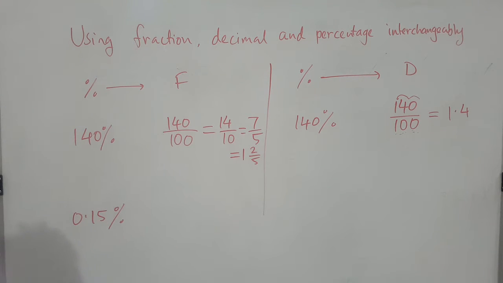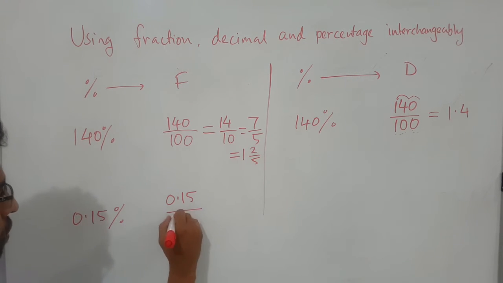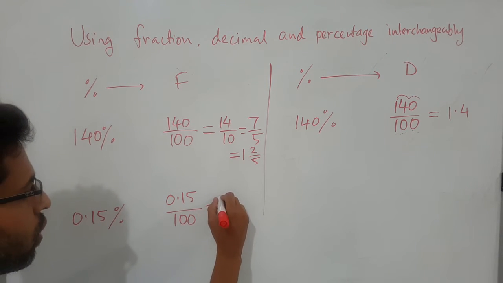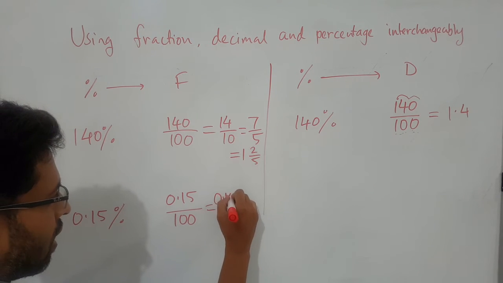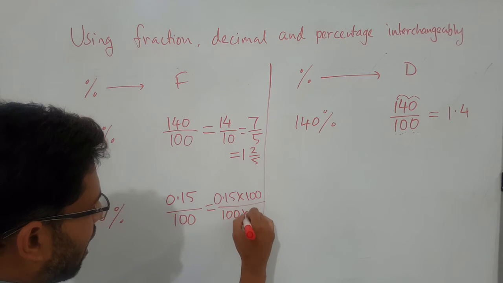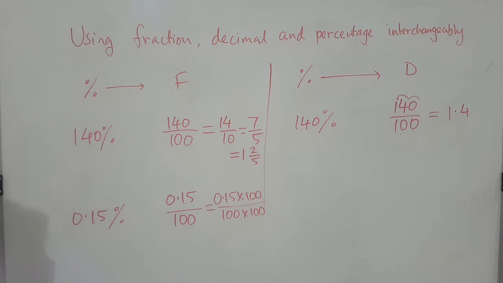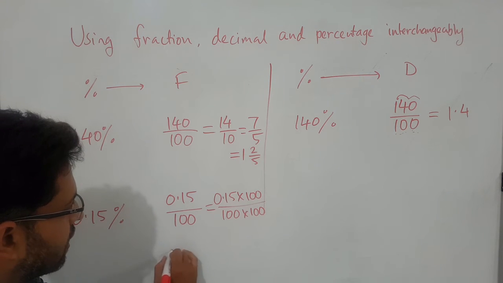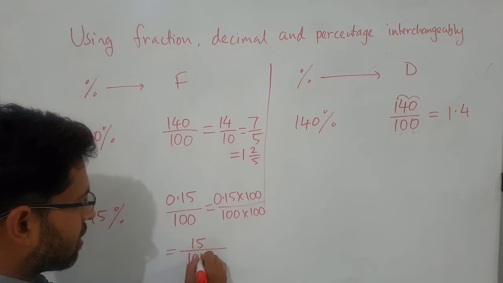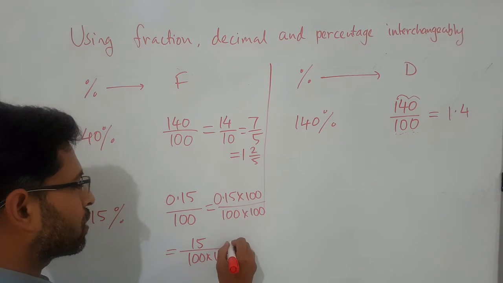Now if we start doing the second example, we have 0.15%. Again we can write it easily in fractional form, which is 0.15, and percentage means out of 100. Now in order to eliminate the decimal, we can multiply by 100 in the numerator and 100 in the denominator. So we are getting 15 on the top, and in the bottom we have 100 times 100. I'm just leaving it like that because we have to simplify anyway.